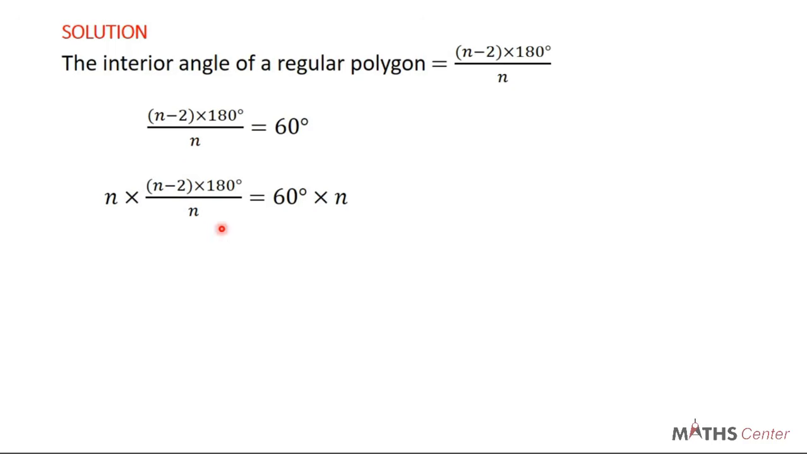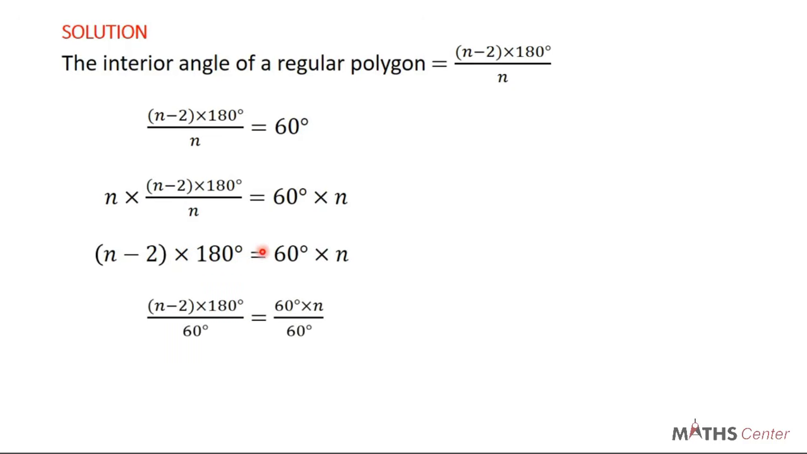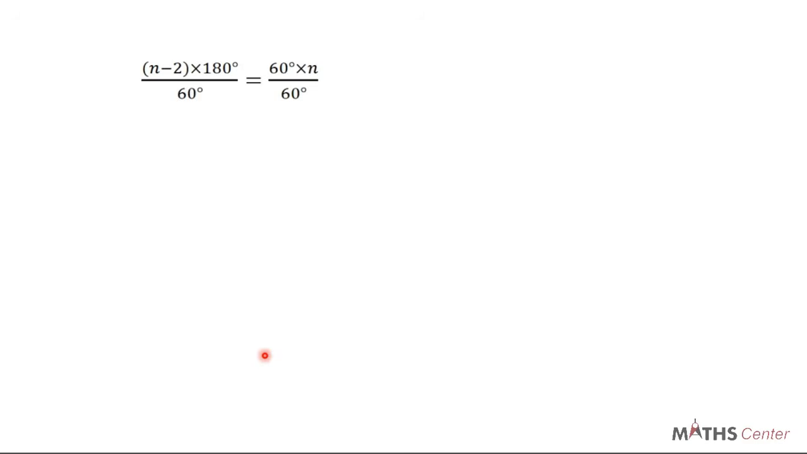So we multiply this side by n, and we multiply this side by n. So n will cancel n to give us n minus 2 times 180 degrees is equal to 60 times n. Now what I'm going to do is this: I'll divide this side by 60, and I'll divide this side by 60. So 60 will cancel 60 here, and this side is going to give us n.